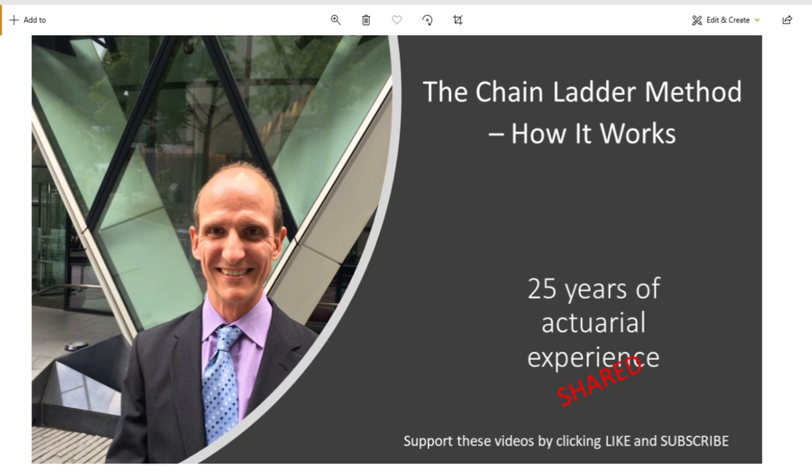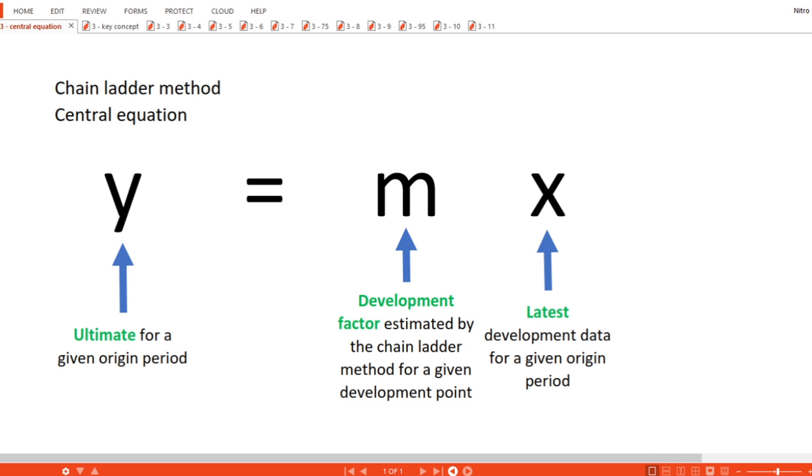So let's start with the central equation. The central equation for the chain ladder method is y equals m times x. In this equation, y is the ultimate for each origin period we are modelling. X is the latest development point for each origin period, and m is the multiplier derived using the chain ladder method, and which will differ by each origin period.